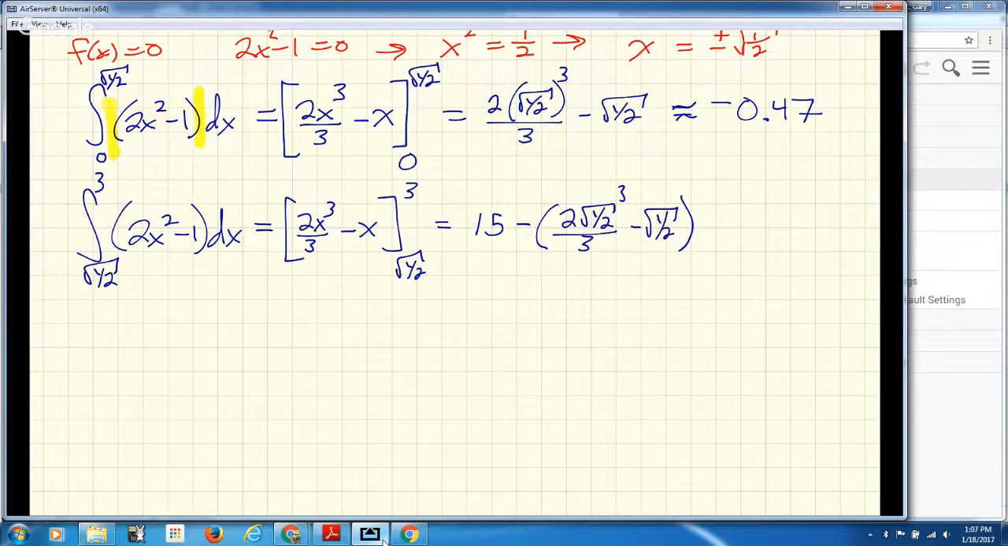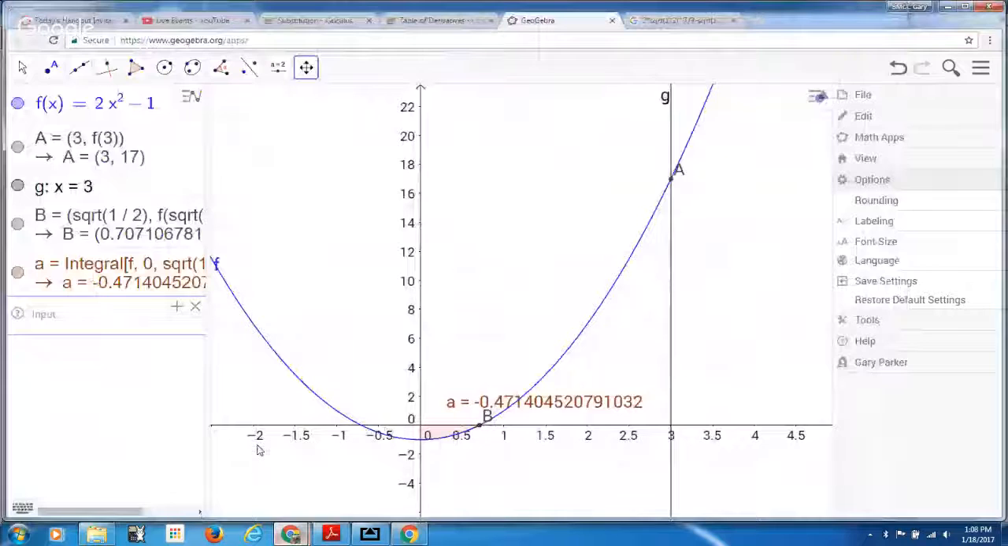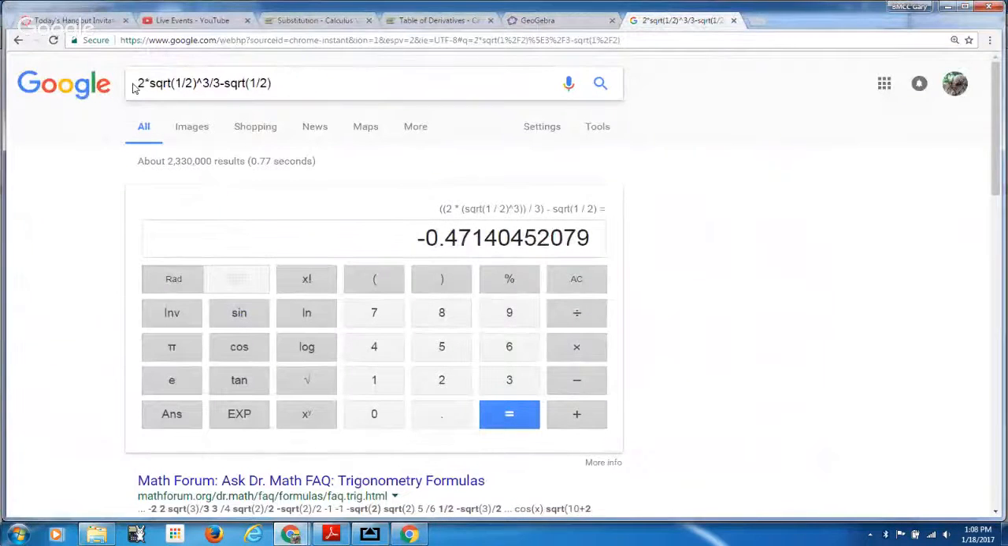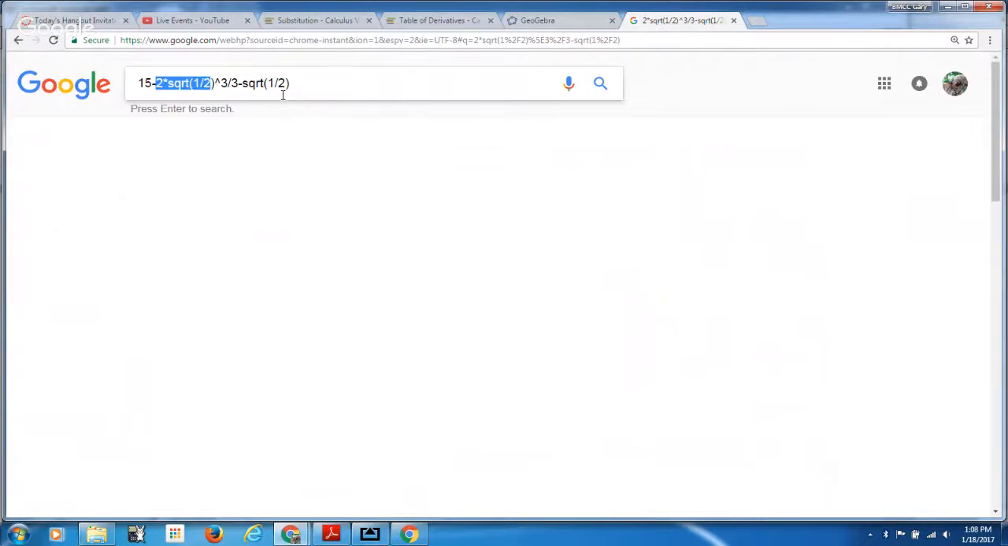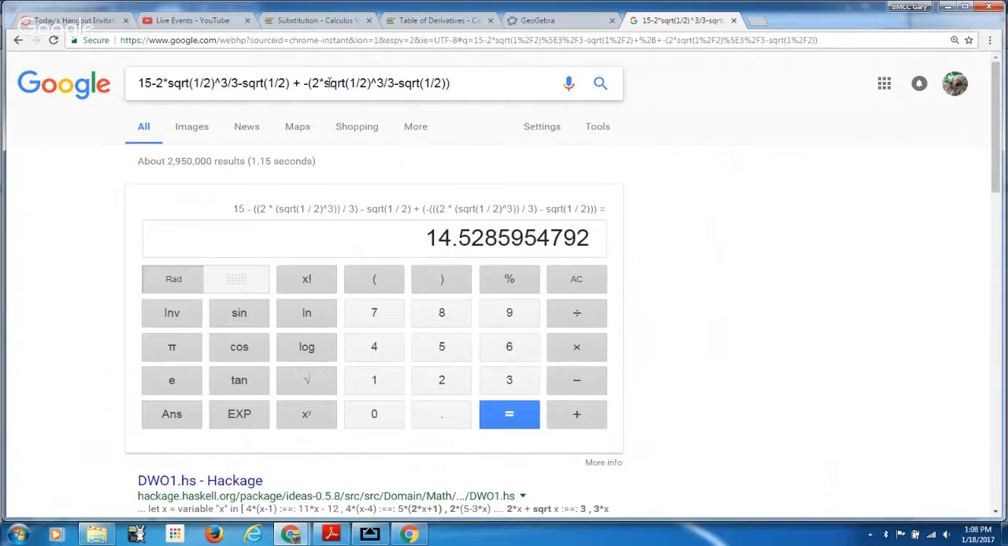And we know that's a negative number, right? So altogether, the total area, let's Google. All right, so I'm going to have 15 minus that number, and then copy that. I want to add on the opposite of that number. Putting that all together, the total area seems to be about 14.53-ish altogether. Now that's adding both together.